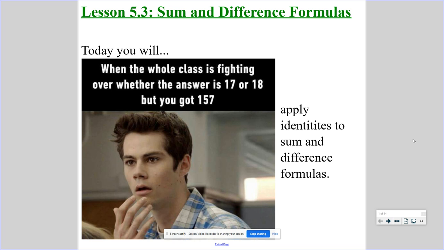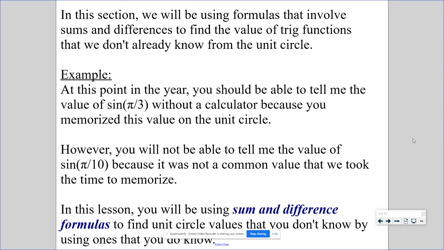Hello, today we're going to be working on lesson 5.3, which is an introduction to sum and difference formulas. In this section, we're going to be using formulas that involve sums and differences to find values of trig functions that we don't already know from the unit circle. So for example, right now, if I said, hey, what is sine of pi by 3? You should be able to give me that answer without the use of a calculator.